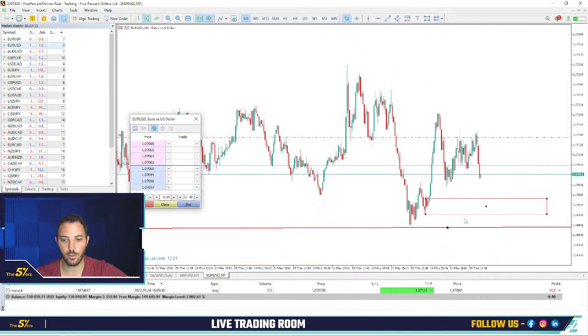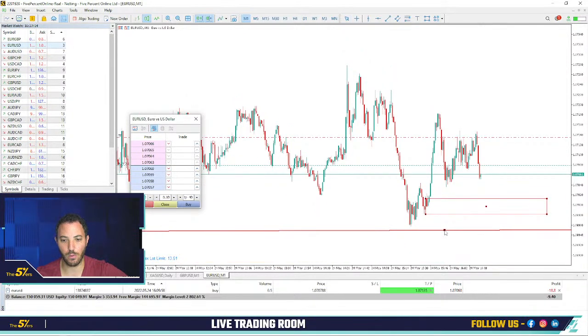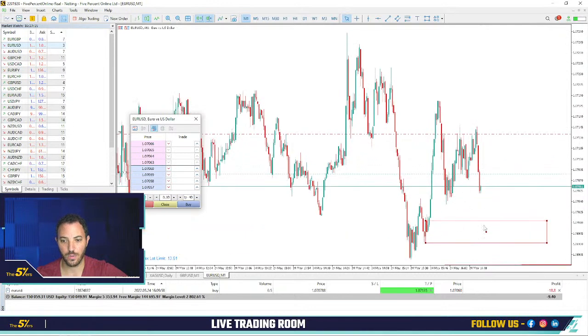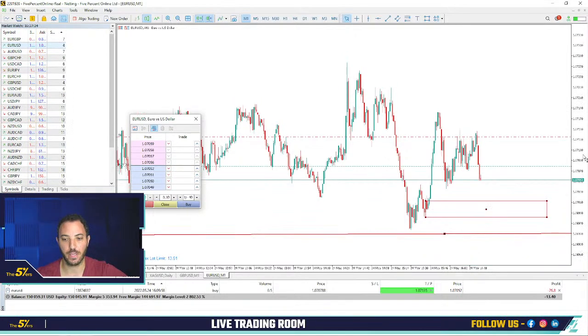And for this setup, up until here I will commit one lot. So at this bottom area, I'll add around another half lot, or maybe one extra lot. But then I'll need to take the losses at the bottom part.